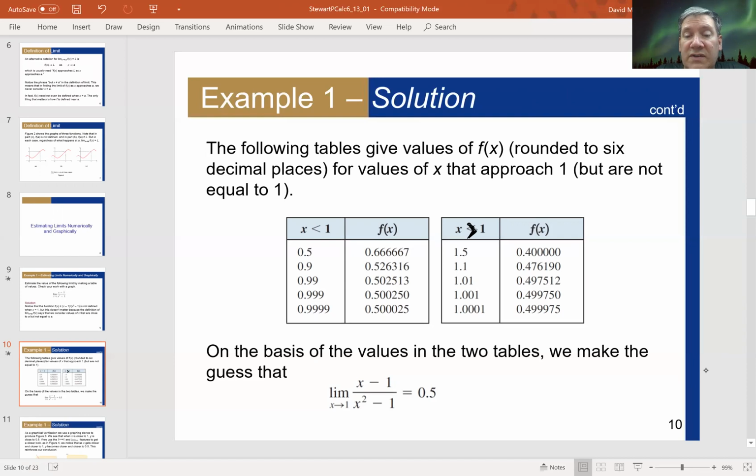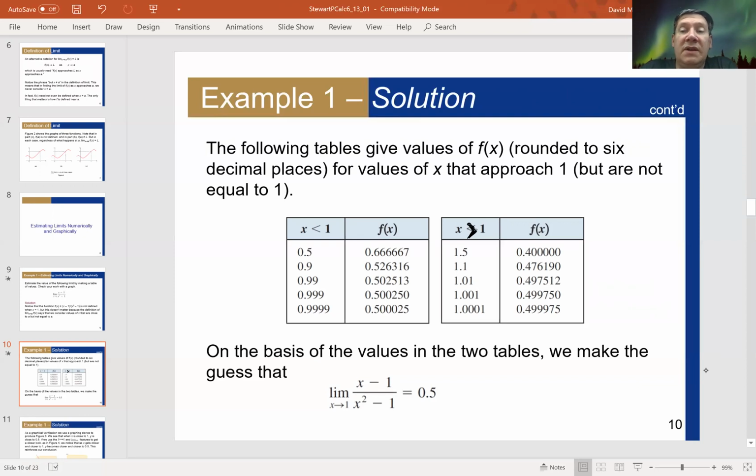1.01, 0.497512, 1.001, 0.499750, 1.0001, 0.49975. And looking at these, as we're coming from the left, as we're coming from the right, those values, as they get closer and closer to 1, it looks like they're converging at the value of 1/2.